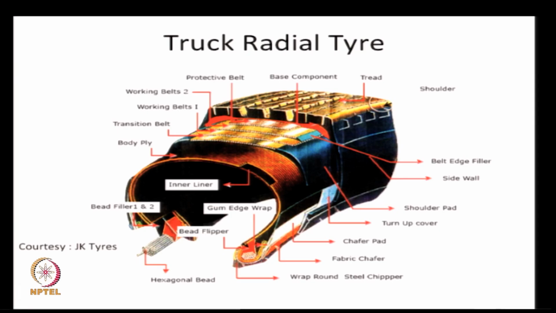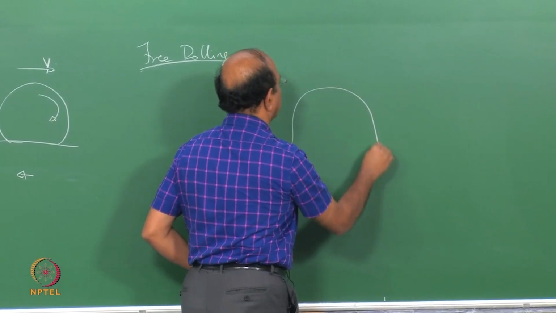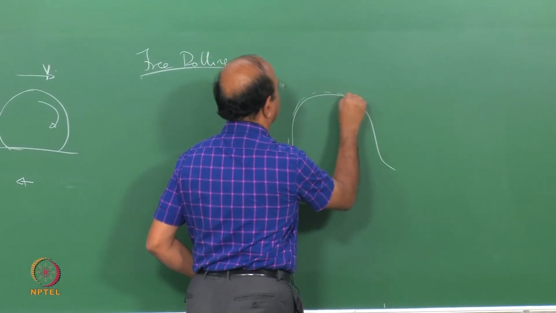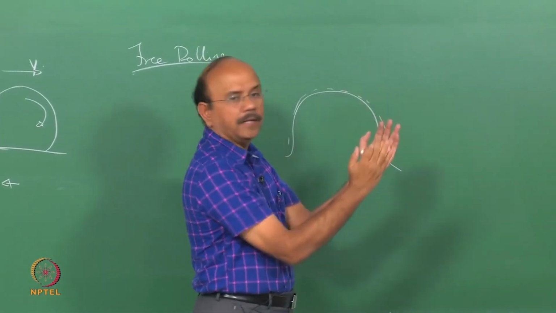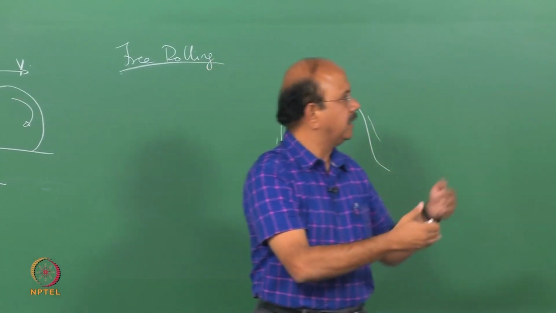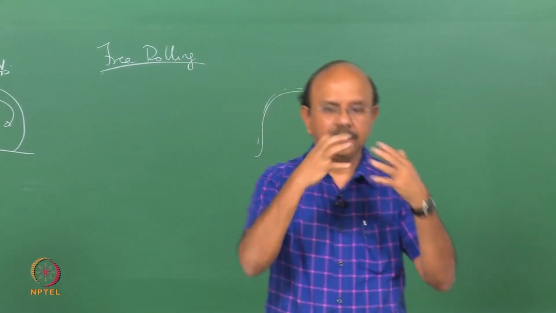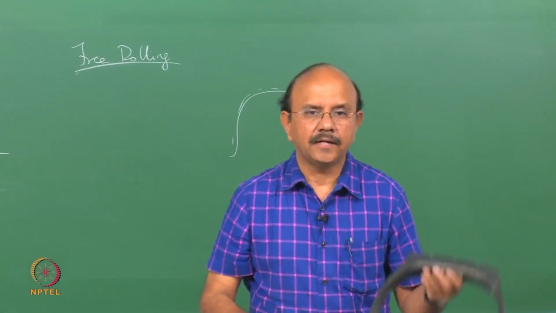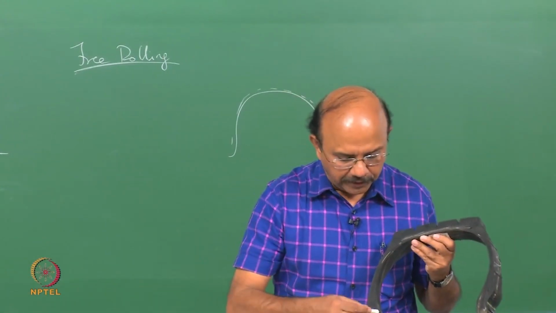You would see that there is what is called a body ply. The body ply consists of a number of wires that run like that from one bead to the other. So they are radial in nature, that's why it's called a radial tire. The body ply has steel reinforcement in a truck tire. We're talking about a truck tire here.